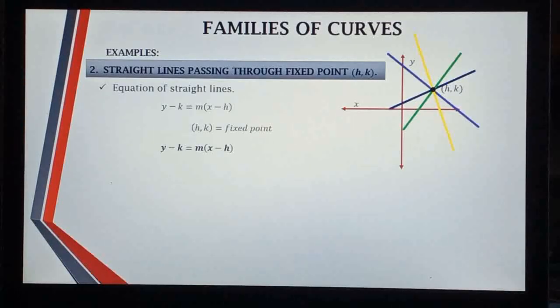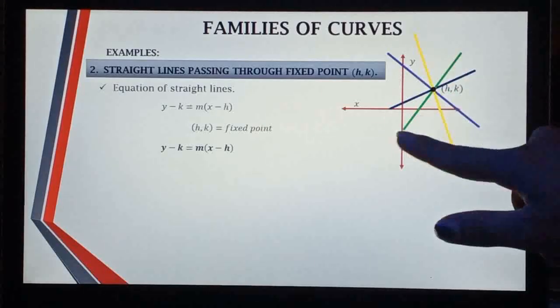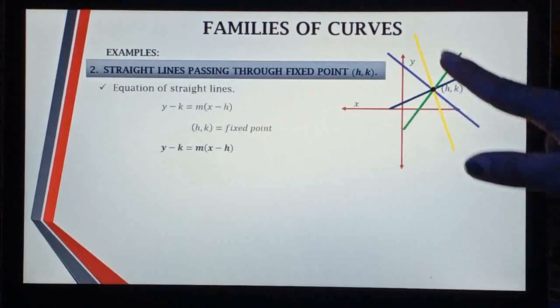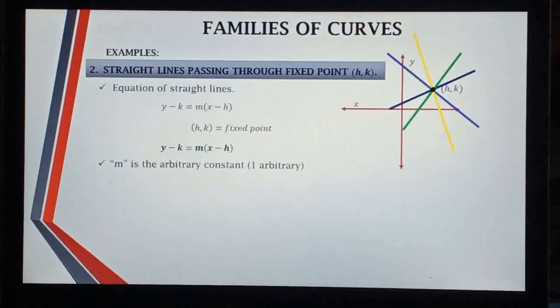Arbitrary constant is said to have many values, or pwedeng iba-iba ng values. So, ang iba-iba lang ng values dyan is yung m, which is the slope of the line. Kasi pagka naiba yung angle ng lines or straight lines, naiiba din yung slope of the line. So, m is the only arbitrary constant in the equation. So, you only have one arbitrary. So, m lang yung kailangan mong i-eliminate.